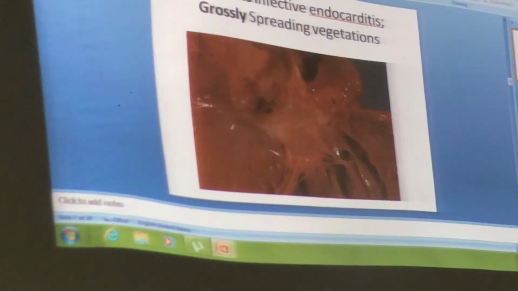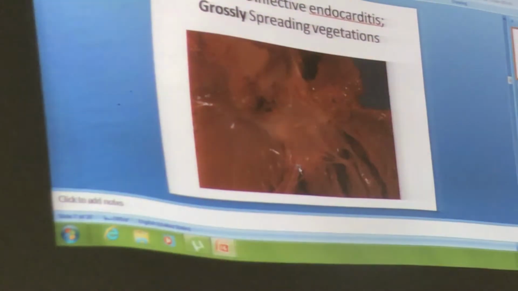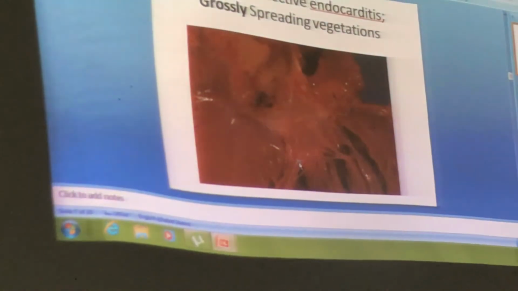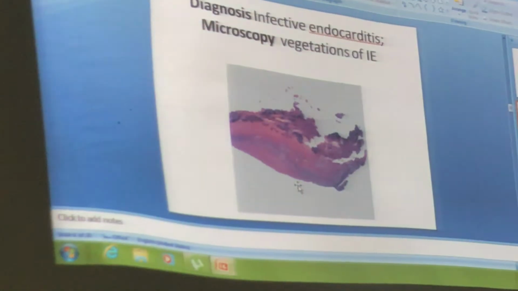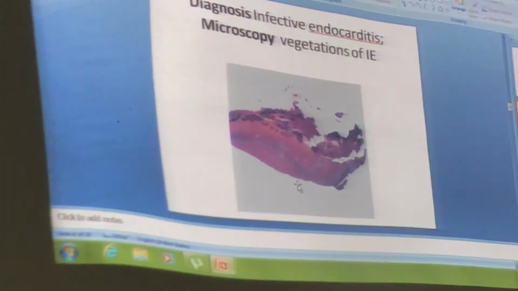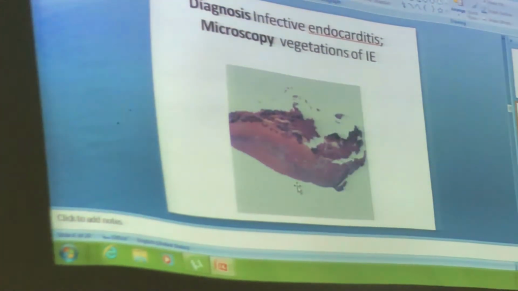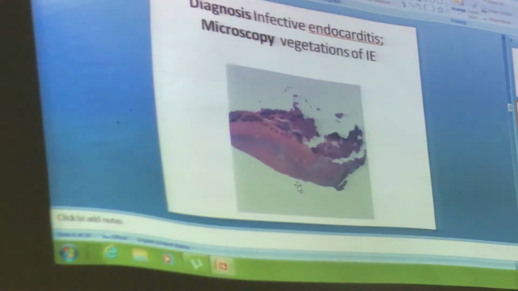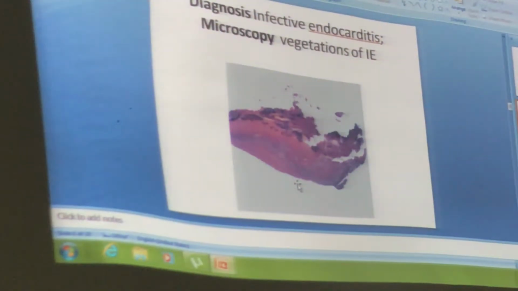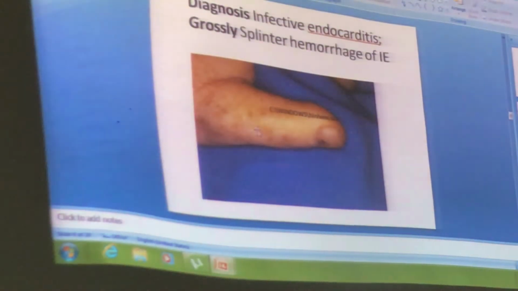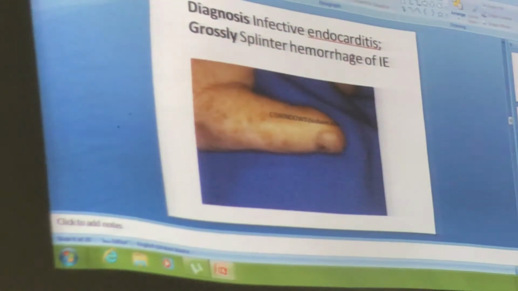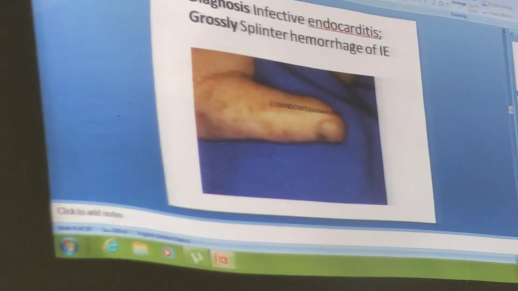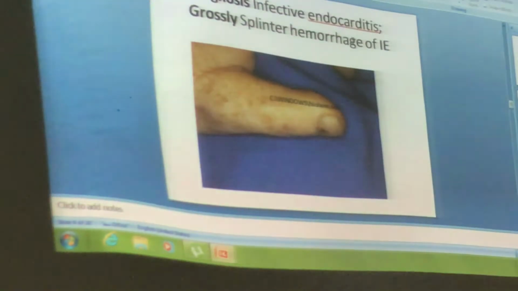Again, infective endocarditis, and these are the vegetations that are there on the chordae tendineae. This slide they usually don't give, where you do not see anything, you just have to write. But still remember the name of the slide, and microscopically, vegetations. These are the petechial hemorrhages, the splinter hemorrhages that we see in infective endocarditis. That is what you write grossly, splinter hemorrhages. And the diagnosis, infective endocarditis.